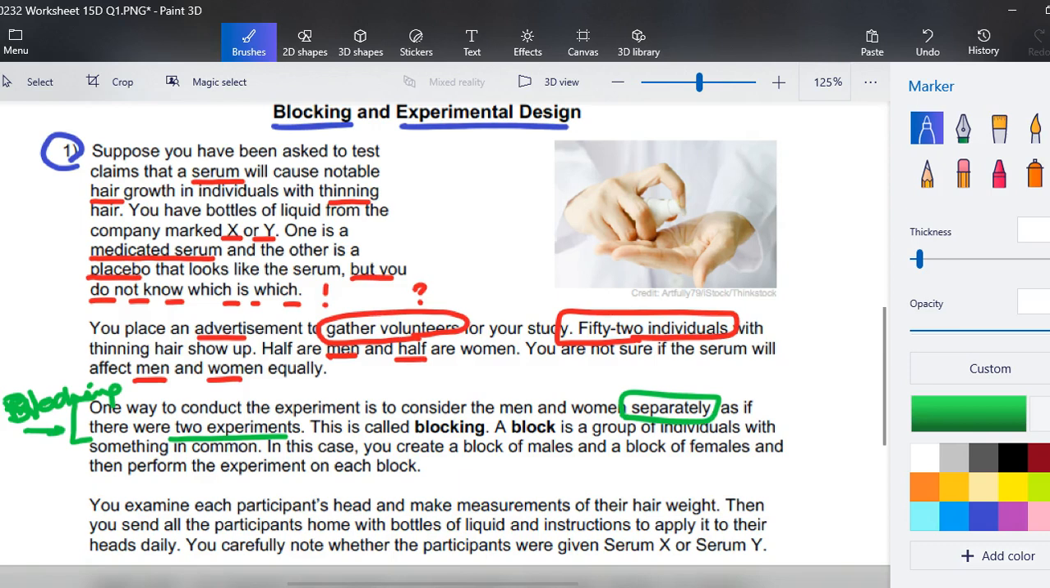And by blocking, a block is a group of individuals with something in common. And the something, that's up to you. What are you trying to look at? And in this case, we create a block of males and a block of females, and then perform the same experiment on each block.